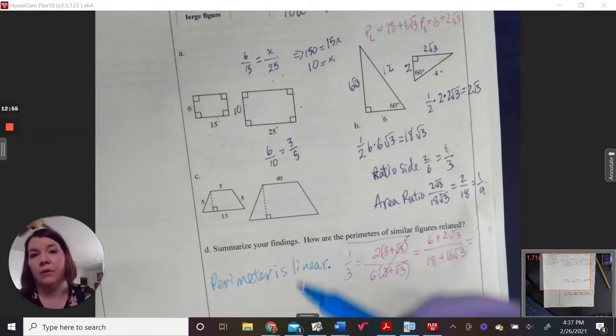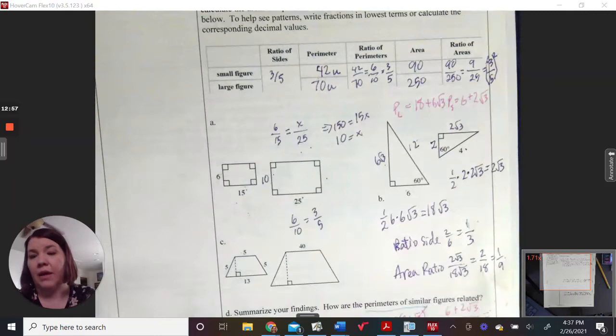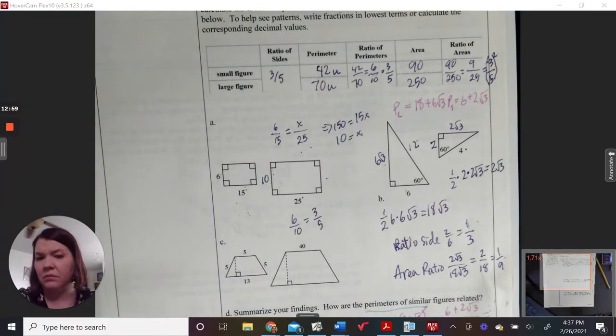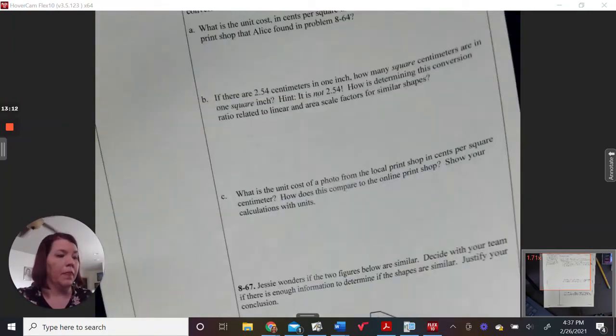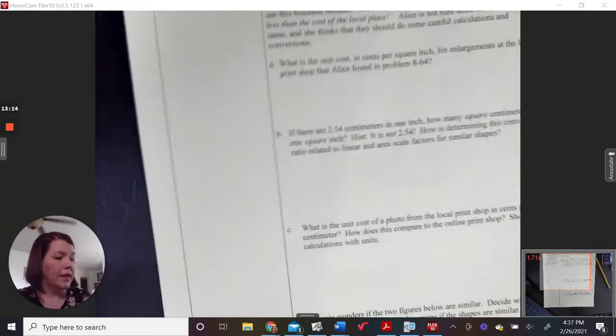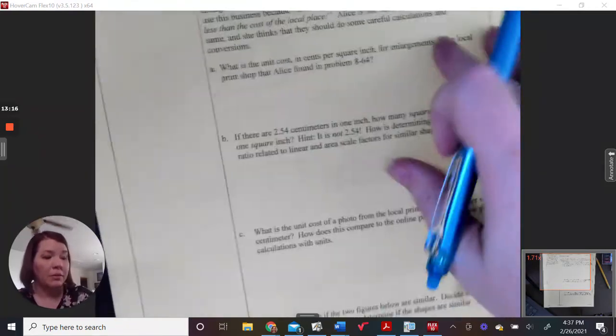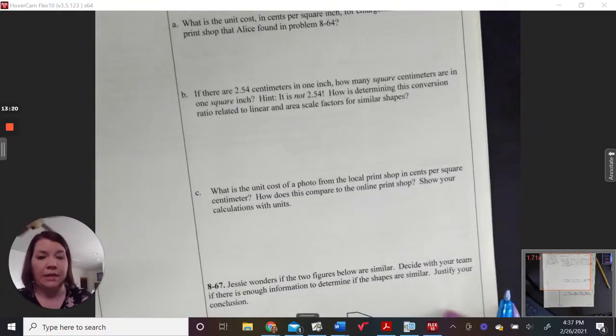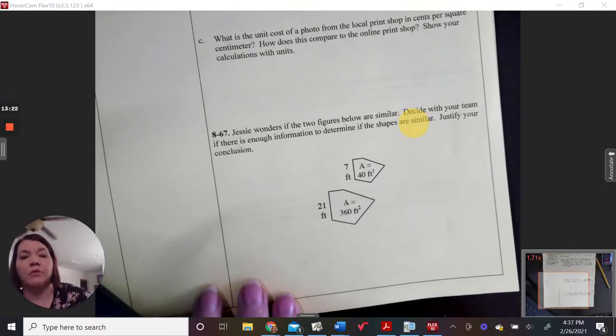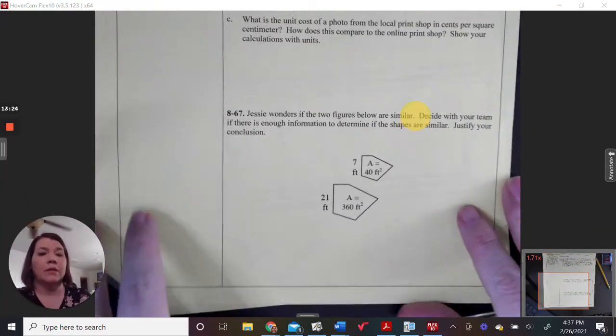So with that said, we're skipping this thing about Alice. We're going to jump to 67. Jesse wonders if the two figures below are similar. Decide with your team if there's enough information. So what we can see is that the sides would be 7 to 21, which is 1/3 or times 3. So from small to large, looks like we have a scale factor of 3.